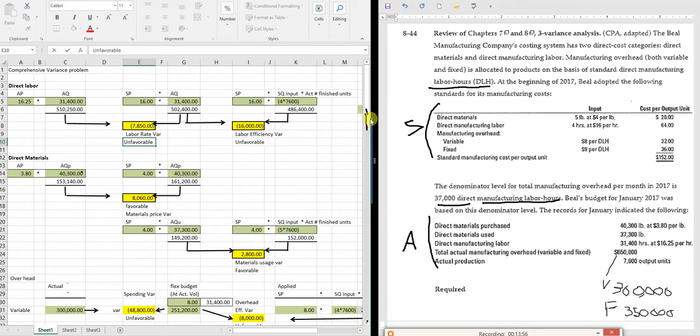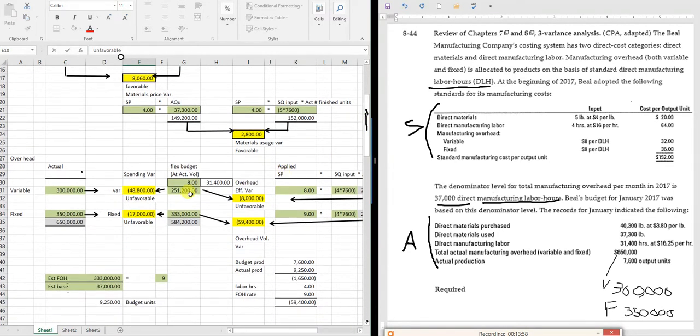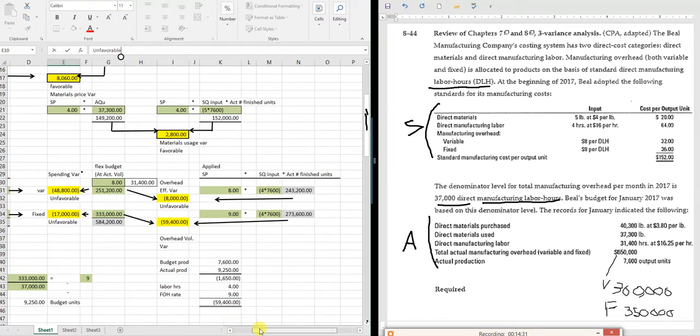Let's go down to the overhead variances. My variable spending variance is unfavorable because I actually spent $300,000 when I should have spent $251,200 at this production level for that many direct labor hours, 31,400. Fixed overhead spending variance is 17,000 unfavorable. So I spent 350,000 and I budgeted for 330,000. So my rent, my real estate taxes, something went up.